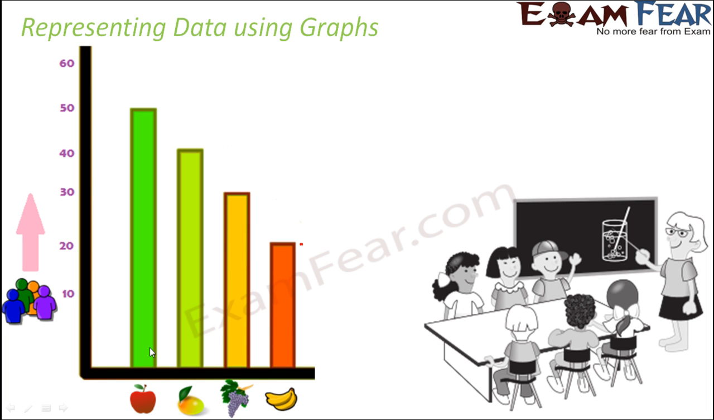For example, which fruit is liked by most of the students in the class? Very quickly you can tell that it's apple, because the bar for apple is the tallest. That means it represents the highest number. So 50 students in the class like apple. Similarly, which fruit is disliked by most of the students in the class? That would be banana, because only 20 students like banana.